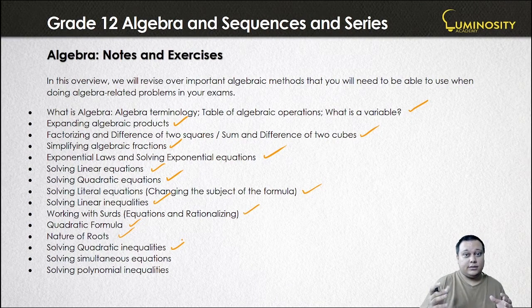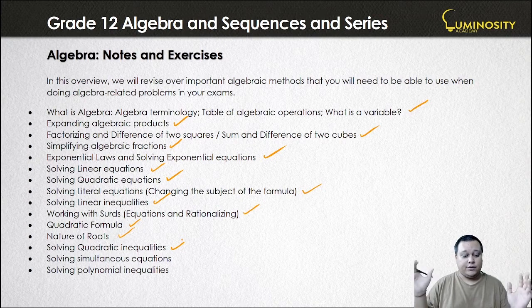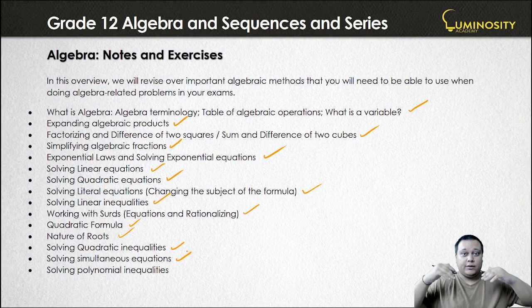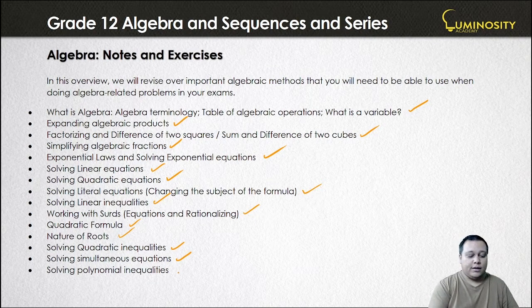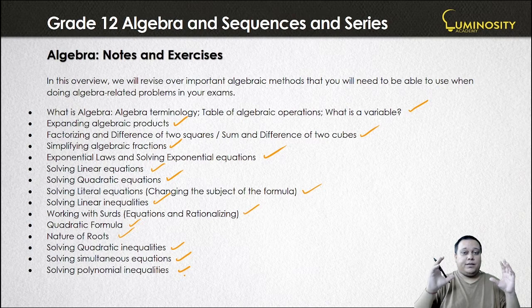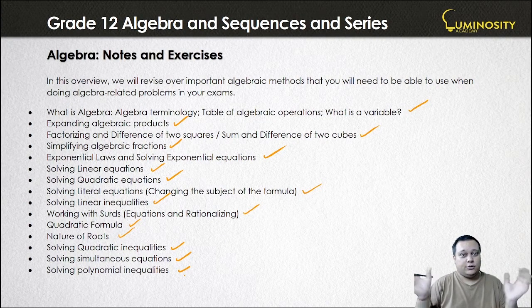We'll then move on to solving quadratic inequalities. Again, inequalities follow certain algebraic rules, and we're going to be solving them in quadratics, where the highest degree of your variable is 2. The last two sections we'll be going over are solving simultaneous equations, usually having two equations and solving for two variables at the same time, and then solving polynomial inequalities, which is similar to quadratic inequalities, and we look for the special algebraic rules and laws that we use there to solve for them.